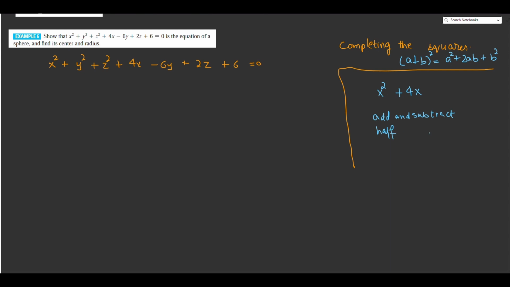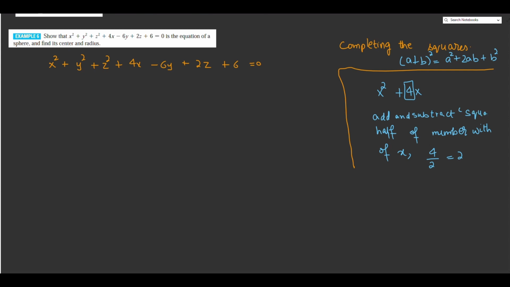You need to add and subtract the half of the number written with x, that is, the coefficient of the variable x. In this case, what is the coefficient of x? The coefficient of x is 4. We divide this by 2, and our answer is 2. So we add and subtract half of the number, but there is another thing.